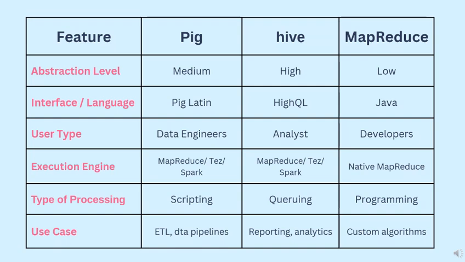So if you're a data engineer building pipelines, Pig is your go-to. Hive is for reporting and analytics. MapReduce is for custom algorithms and deep control. Together, they complete the big data ecosystem.